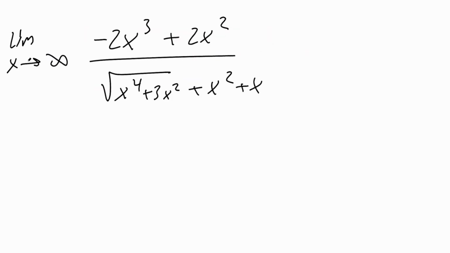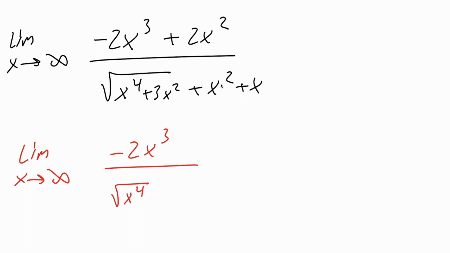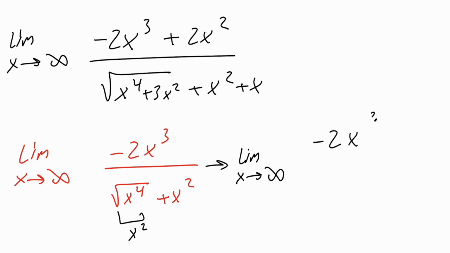Now, because we're working with infinity, x is approaching infinity, all we really care about is the highest power. In our case, x cubed for the numerator, so we could say we have the limit as x approaches infinity for negative 2x cubed divided by, so here the highest power is x raised to 4, but we take the square root of it. So it's like the square root of x raised to 4, and then here the highest power is plus x squared, so put plus x squared. And we know the square root of x raised to 4, that's like x squared. So we have the limit as x approaches infinity for negative 2x cubed divided by like 2x squared.